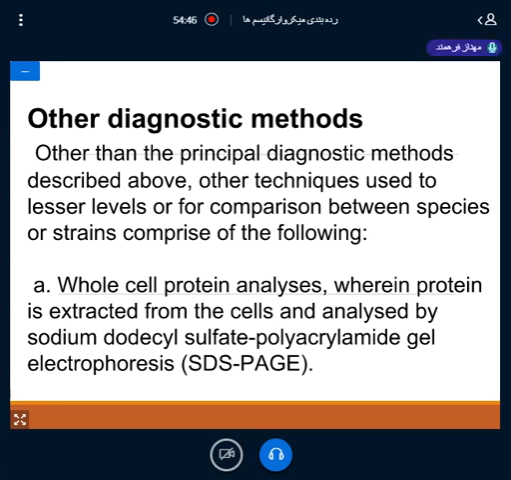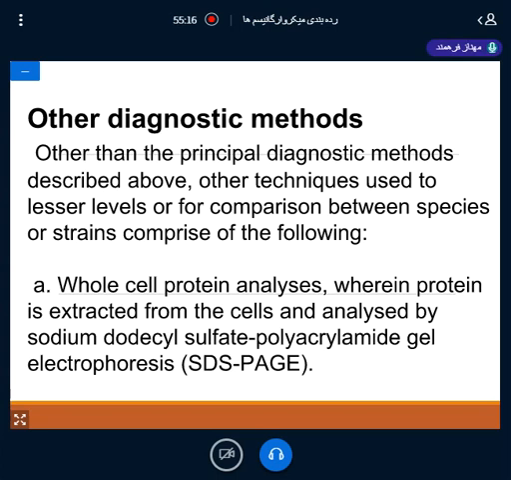Okay, and now we are going to study other diagnostic methods. Sorry, if you have any question, you can ask me. Other than the principal diagnostic methods described above, other techniques used to lesser levels or for comparison between species or strains comprise the following.